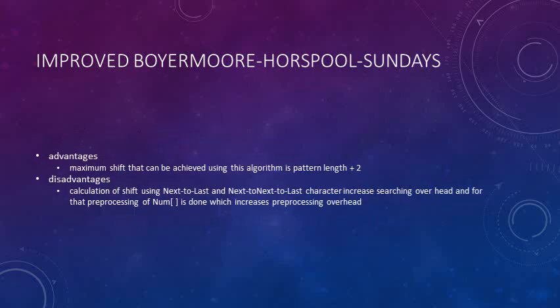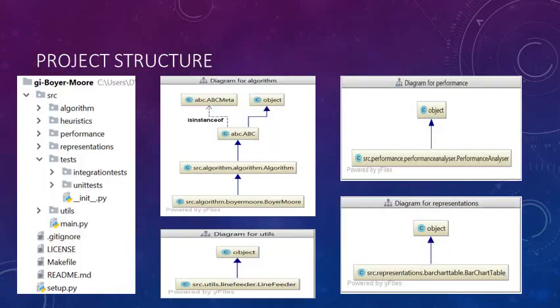This one here is essentially a variation of the bad character heuristic. The main difference is that here we only take a look at the last letter of the part of the text we are currently comparing, and on the mismatch we try to find that.